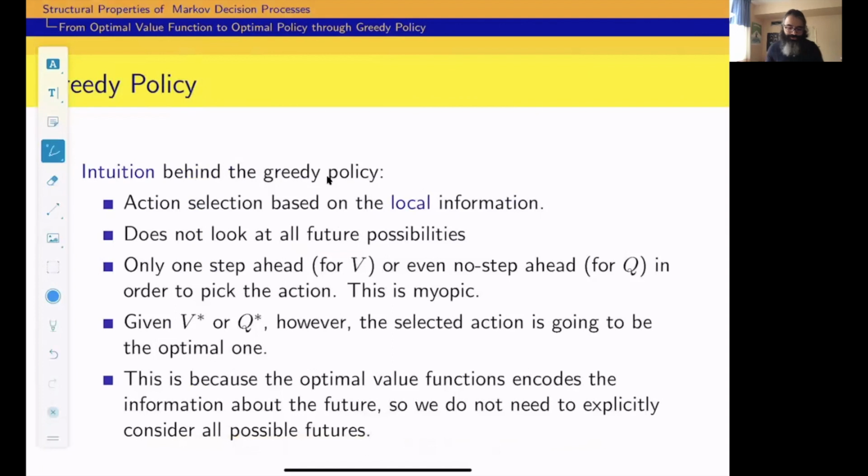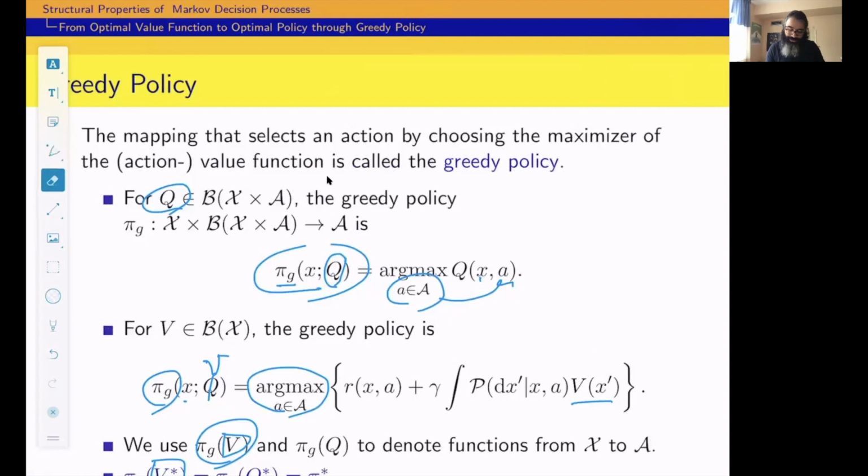Okay, so what's the intuition of the greedy policy? Some remarks about it maybe. It's an action selection mechanism that is based on local information. What do I mean by local? I mean that it doesn't explicitly look at what will happen to the agent in the future by considering all possible choices of actions up to infinity and then computing the return. For Q, it just computes the argmax of Q, as in this case.